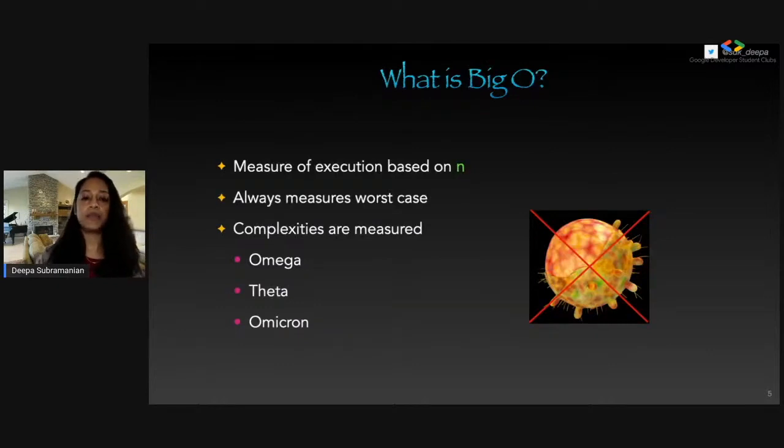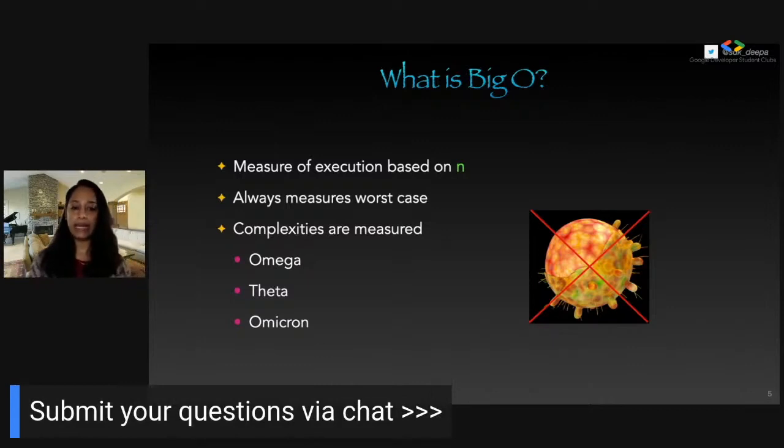So what is Big O? Big O is nothing but a notation that measures your execution based on the input size. It always measures the worst case. Complexities of a data structure can be measured by omega, theta, or omicron. Don't think about the virus here, okay? So these are the ways that you could measure Big O. And in this talk, we'll be talking more about the time complexities.